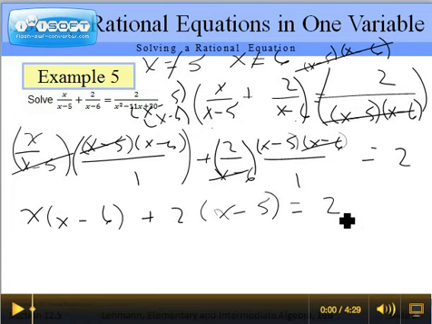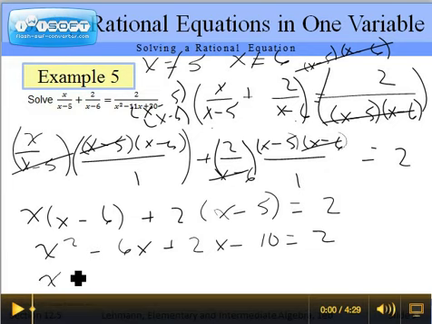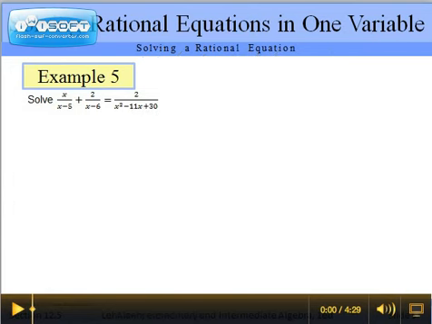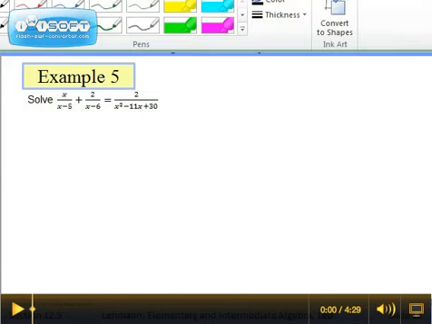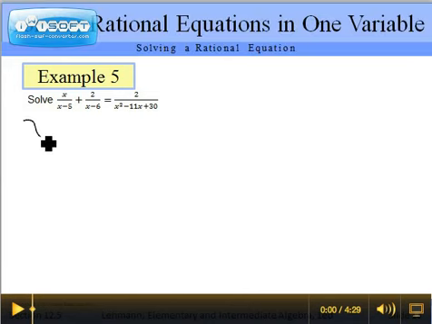I'll distribute through, so I end up with x squared - 6x + 2x - 10 = 2. I'll combine like terms, so I have x squared - 4x - 10 = 2. Then I need to set this equal to 0 because it's a quadratic equation. When I set it equal to 0, I end up with x squared - 4x - 12 = 0.